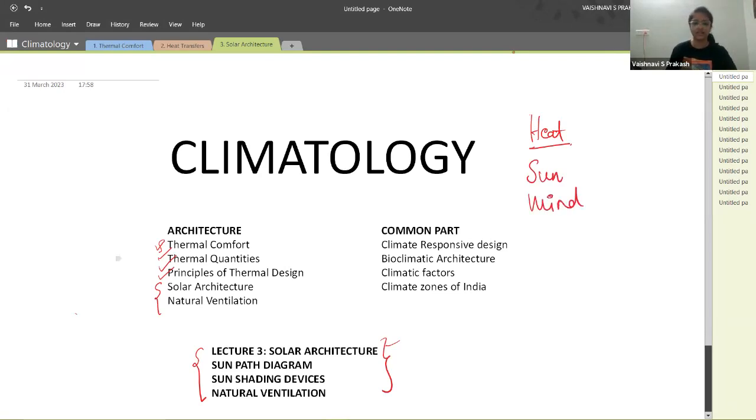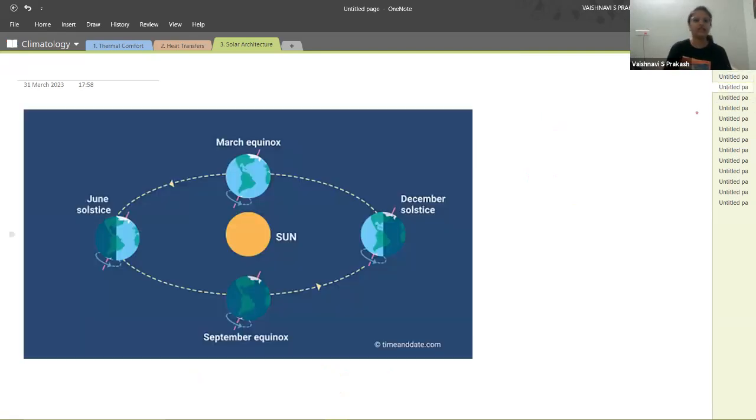We're going to look at sun path diagrams, sun shading devices, and how to calculate these sun shading devices, and natural ventilation. What are the driving forces behind natural ventilation and how to calculate these? So let's move on to the first slide. Okay, so in solar architecture, there's the first slide.